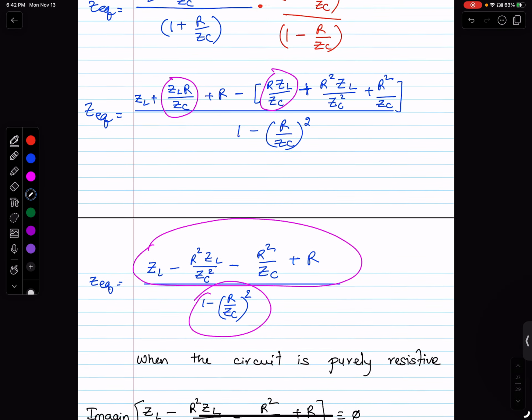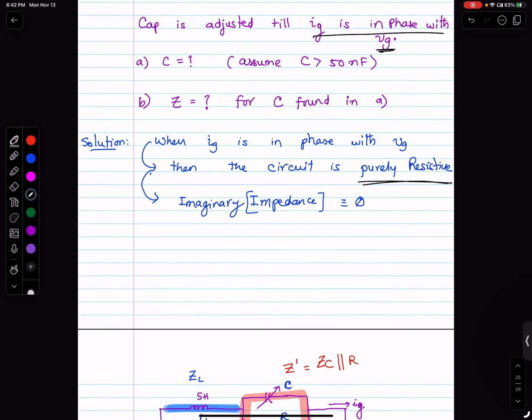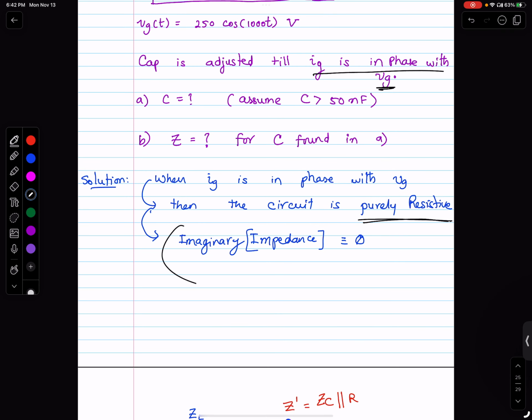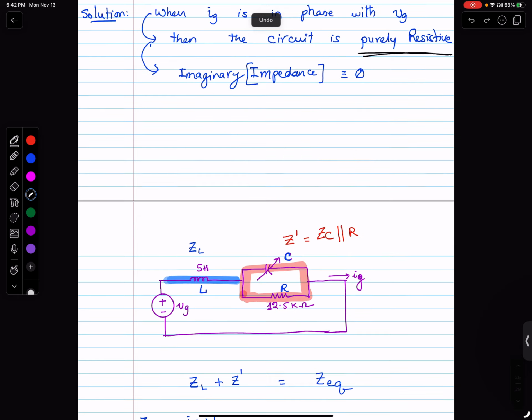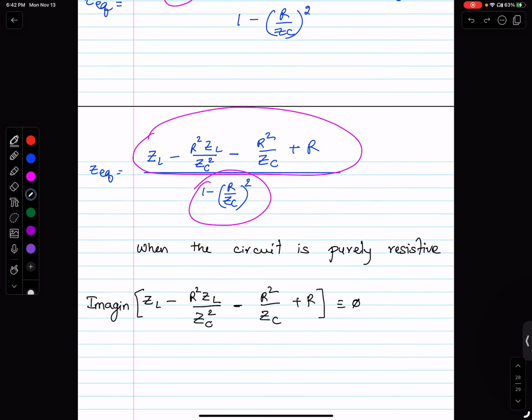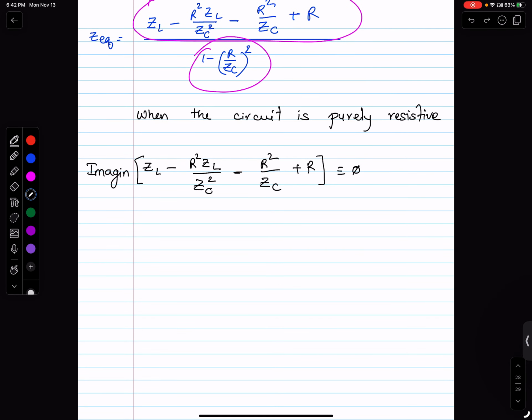Let me go back. That's exactly what I said. That's what I defined. The imaginary part of the impedance is really 0. That's what I'm showing here. That's what I'm doing here. The imaginary part of the numerator should equal 0. Okay, so let's simplify this a little bit more.